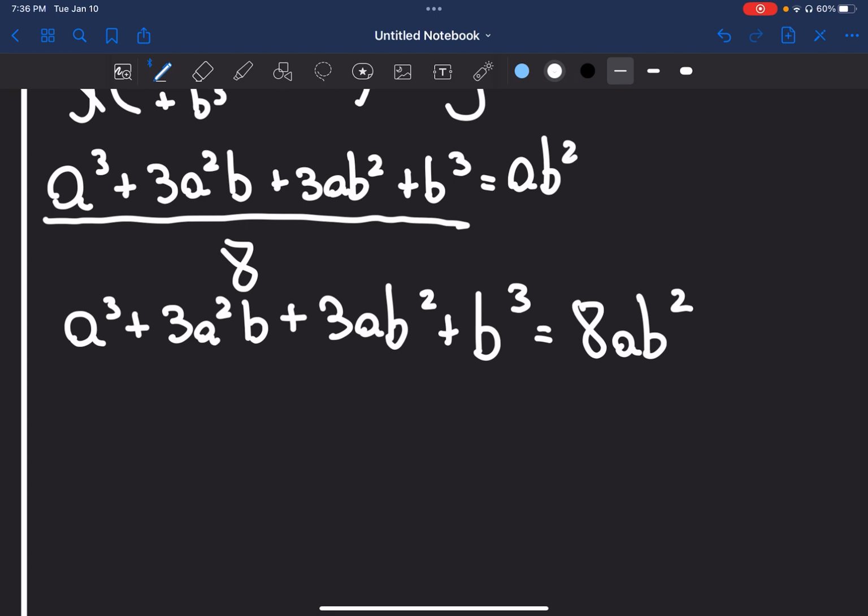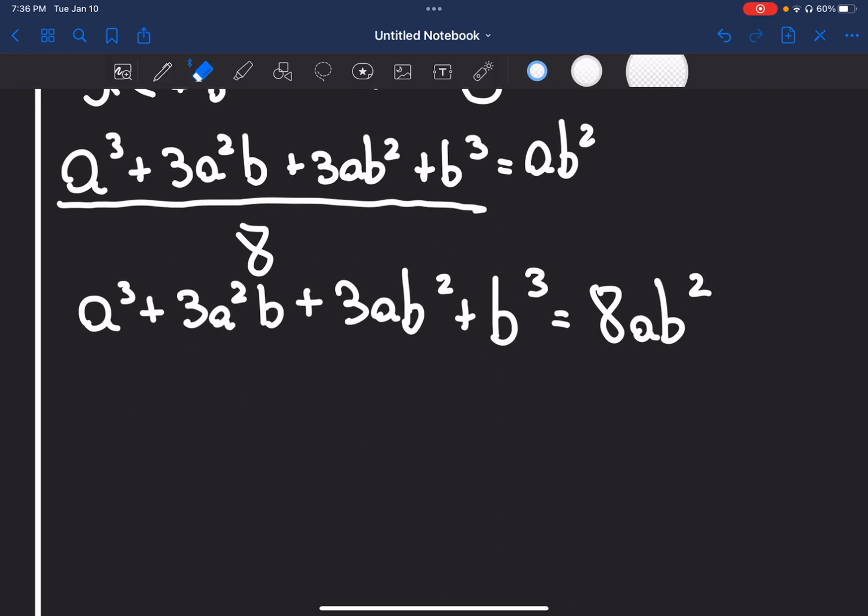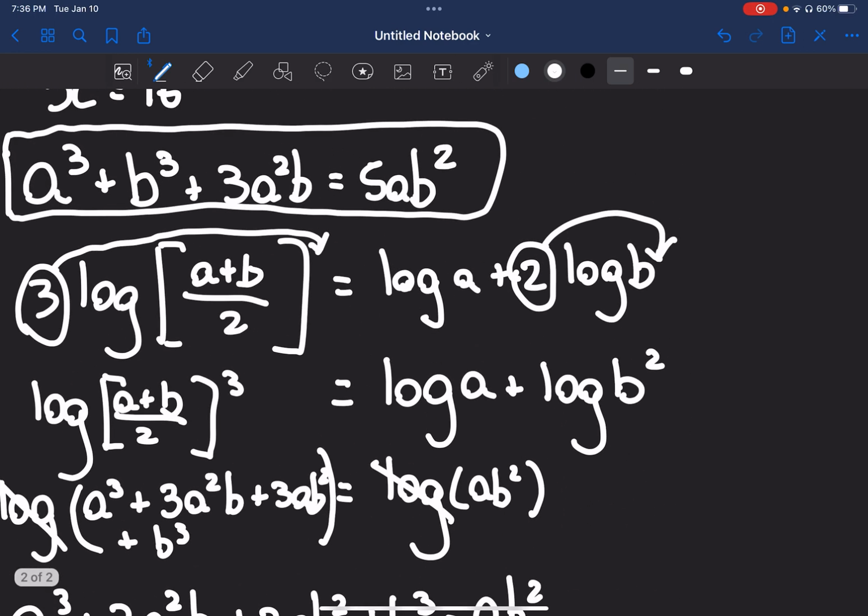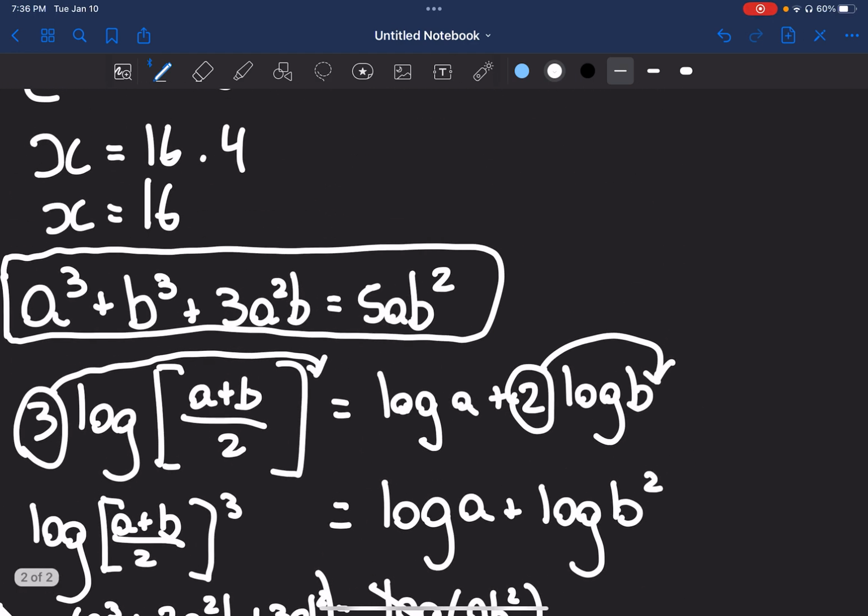We have a cubed, right? We have it right here. We know we have b cubed, right? We have it right there. And we want 3a squared b. We have that right here, but what do we have? We have 3ab squared, but we noticed up here it was equal to 5ab squared.